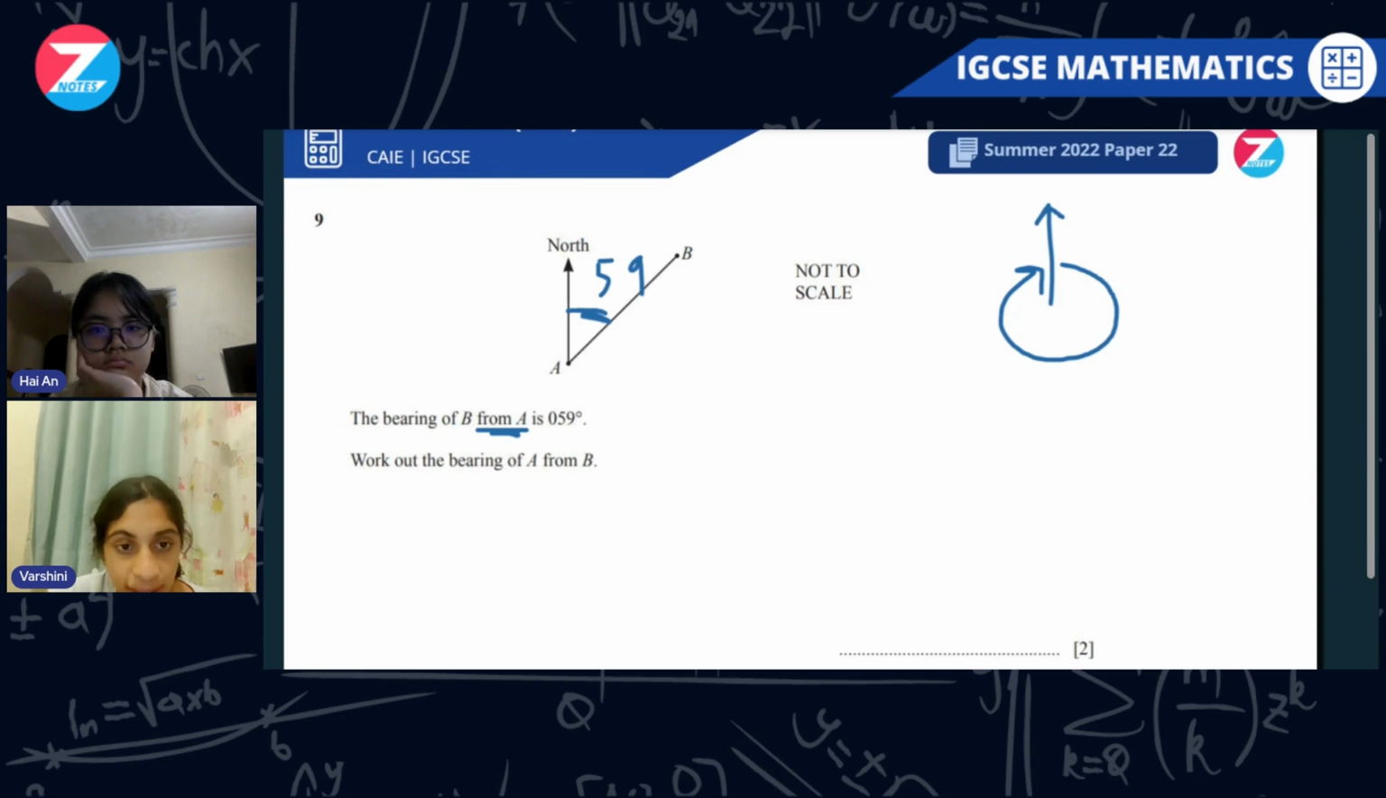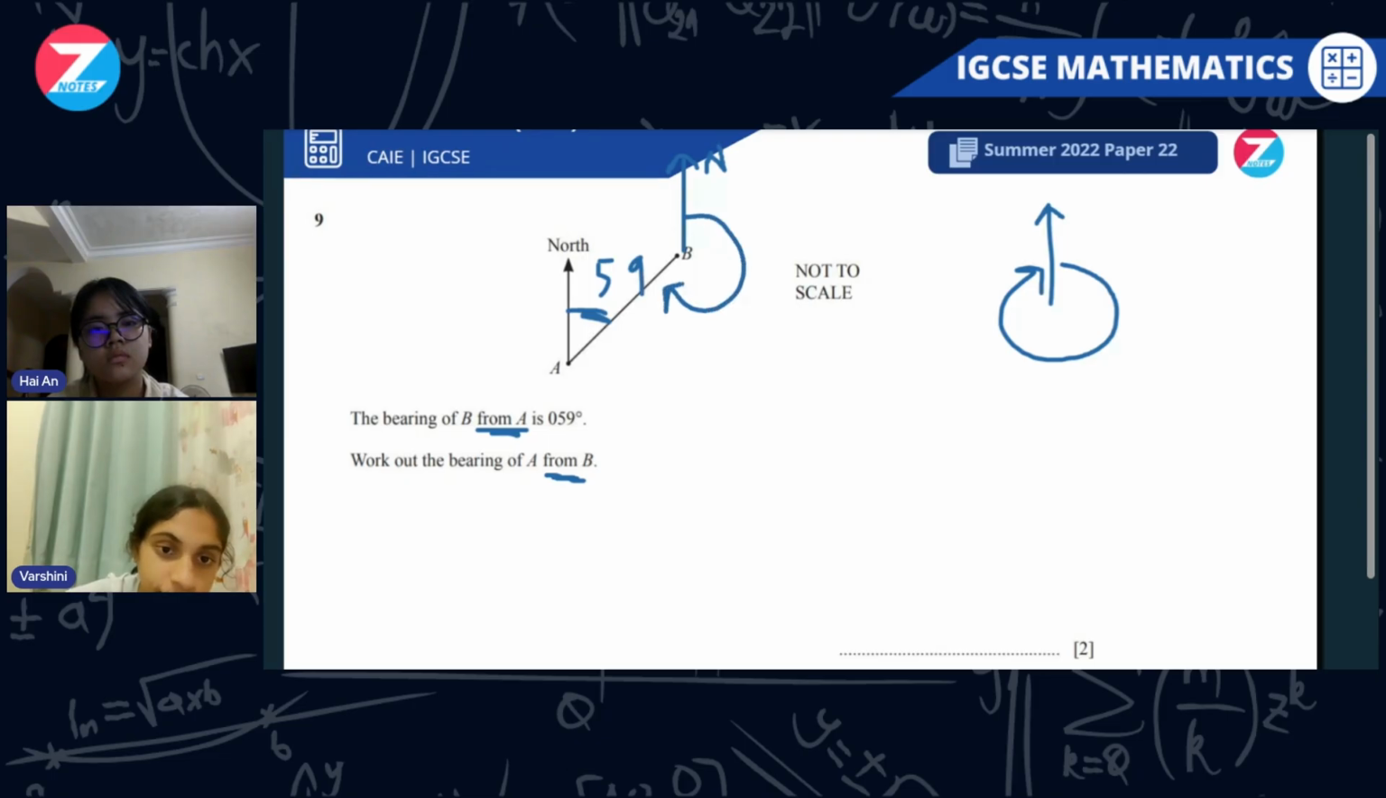Work out the bearing of A from B. So to do this, first we need to draw a line north. Just draw a straight line north. And this is going to be parallel to the other north obviously. Now they want the bearing of A from B. From B is the keyword. So remember, again we start from B and we go clockwise till we reach A. So this is the angle we want.